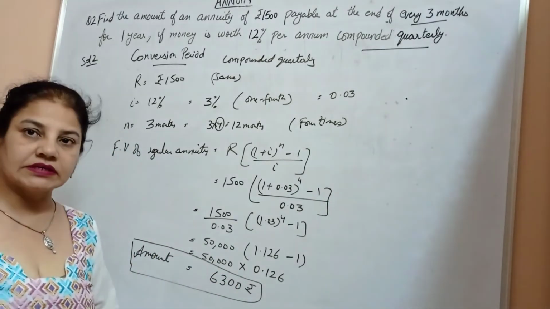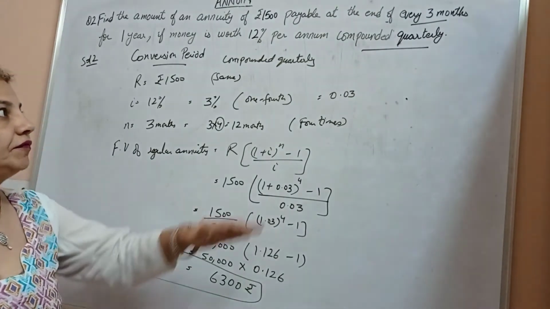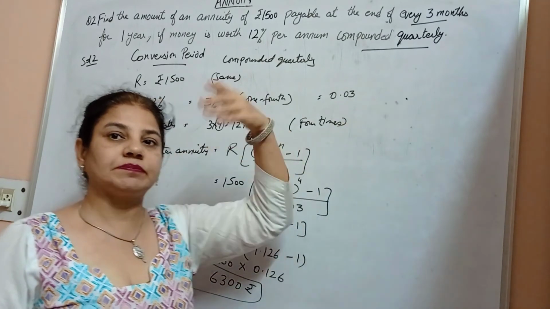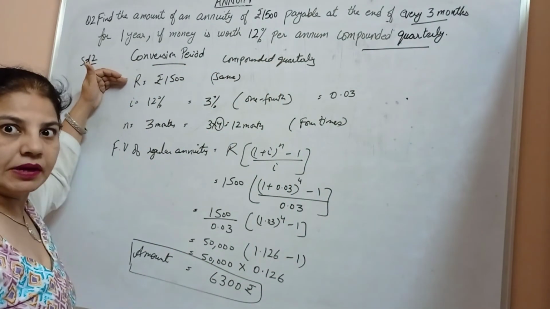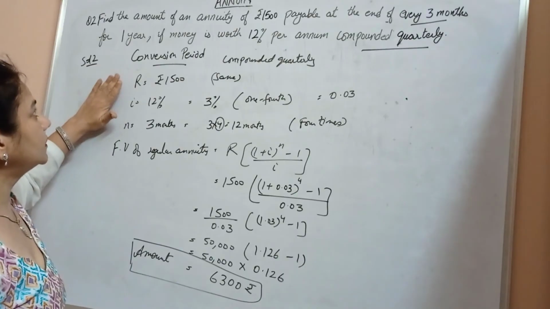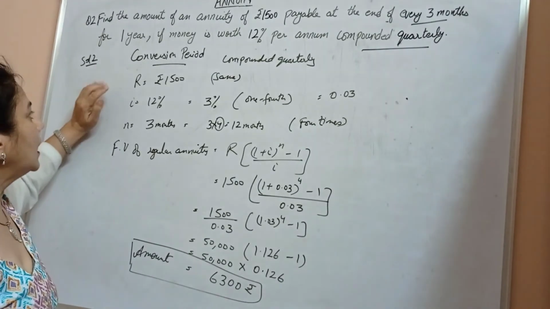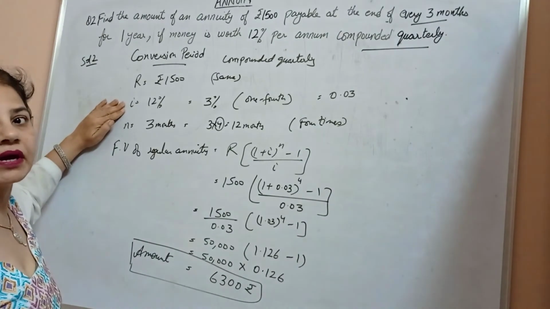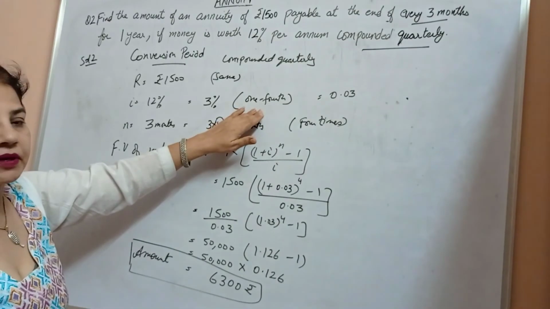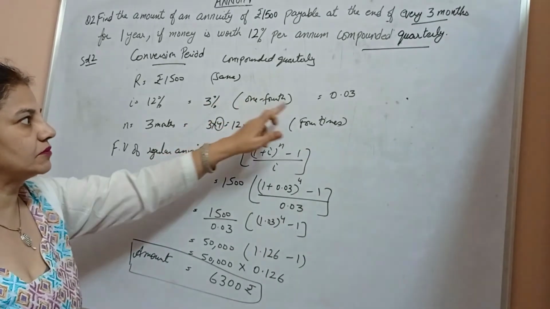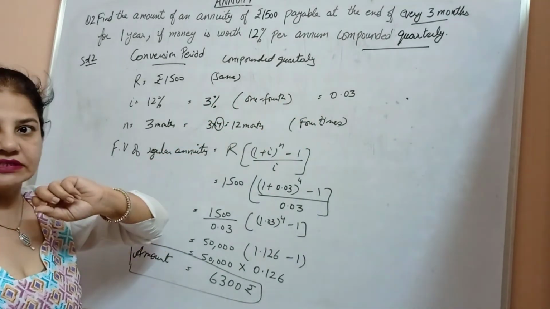The only difference is that you have to take care of that. If it is given to us compounded quarterly, then the conversion period will be applied. The payment will remain the same. There will be no change in the payment, and the interest will become 1/4. So 12% becomes 1/4 of it, 3%, which comes out to be 0.03 in decimal form.